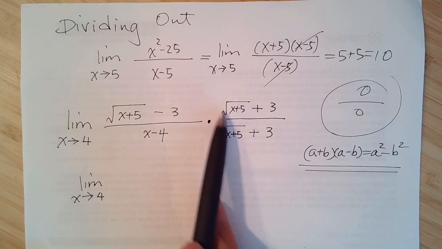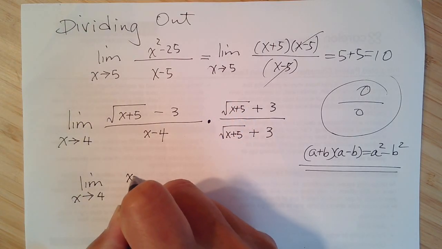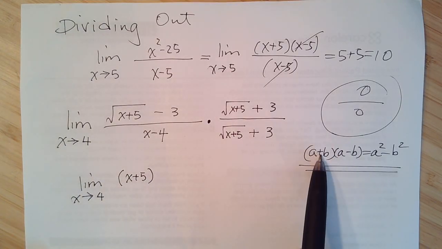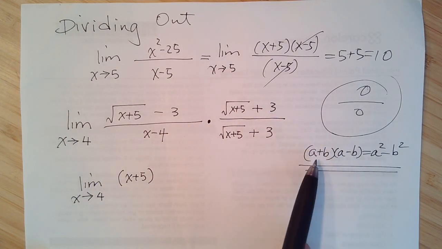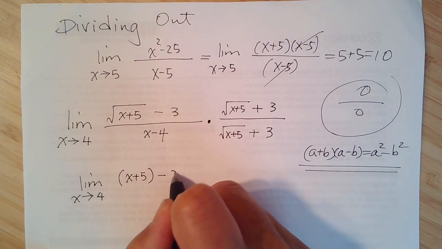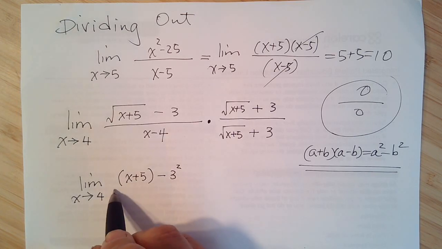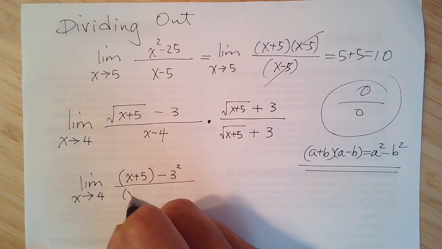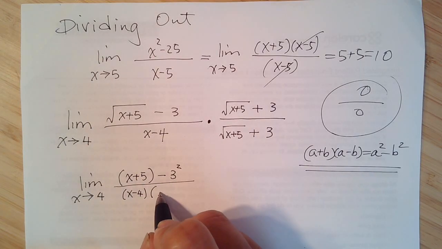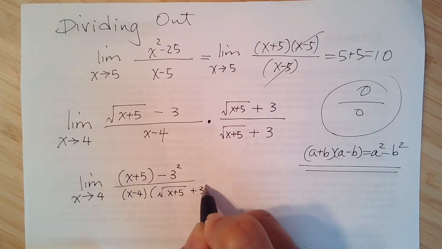What is this? A squared. That's the square root of x plus 5, squared. You square it, you get x plus 5. All right, now, minus 3 plus 3 is like minus b plus b. You're going to get minus b squared. So it's going to be minus 3 squared. As you know, it's going to be 9. Now the denominator, I just copy it. x minus 4, that's the first part. And multiply by the second part. I put in the parentheses, the square root of x plus 5 plus 3.